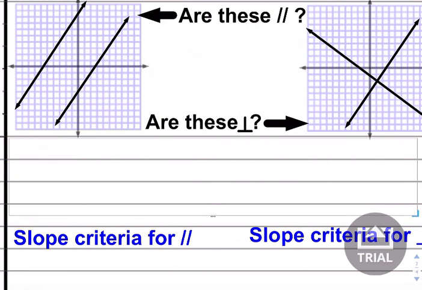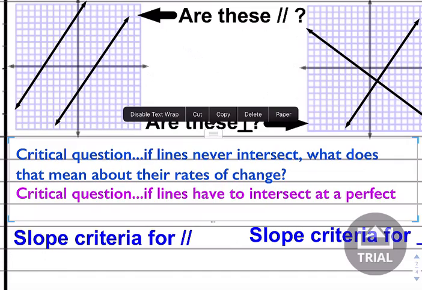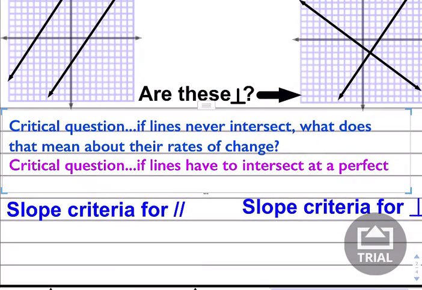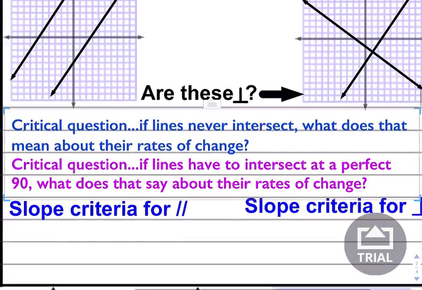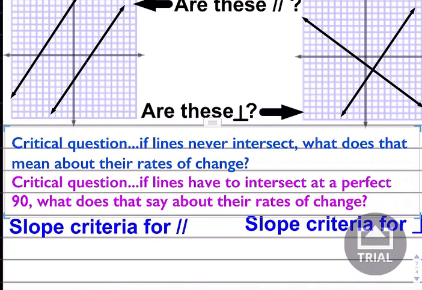And so it leaves us with two very critical questions here. If lines are never to intersect, in other words, if they're going to be parallel, what does that say about the rates of change? And if lines have to intersect at a perfect 90-degree angle, what does that say about the rates of change? Well, we can make a predetermination here.